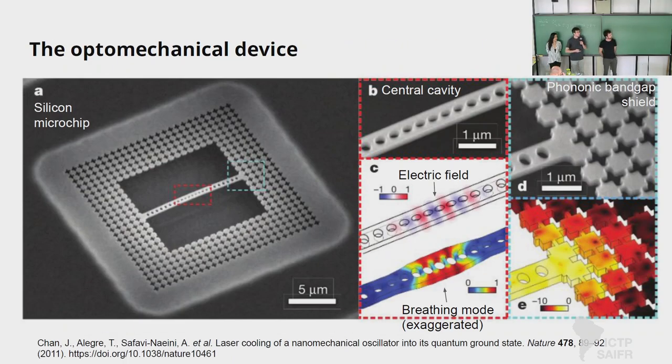The optomechanical device consists of a cavity. The optomechanical device consists of a narrow nanobeam, called the cavity, inside a photonic band gap shield. The central cavity has a perturbation in its periodicity, and the photonic band gap shield is a cross pattern. Here there are some simulations of the electric field inside the cavity and the displacement of the breathing mode, which is exaggerated to show how it would behave.